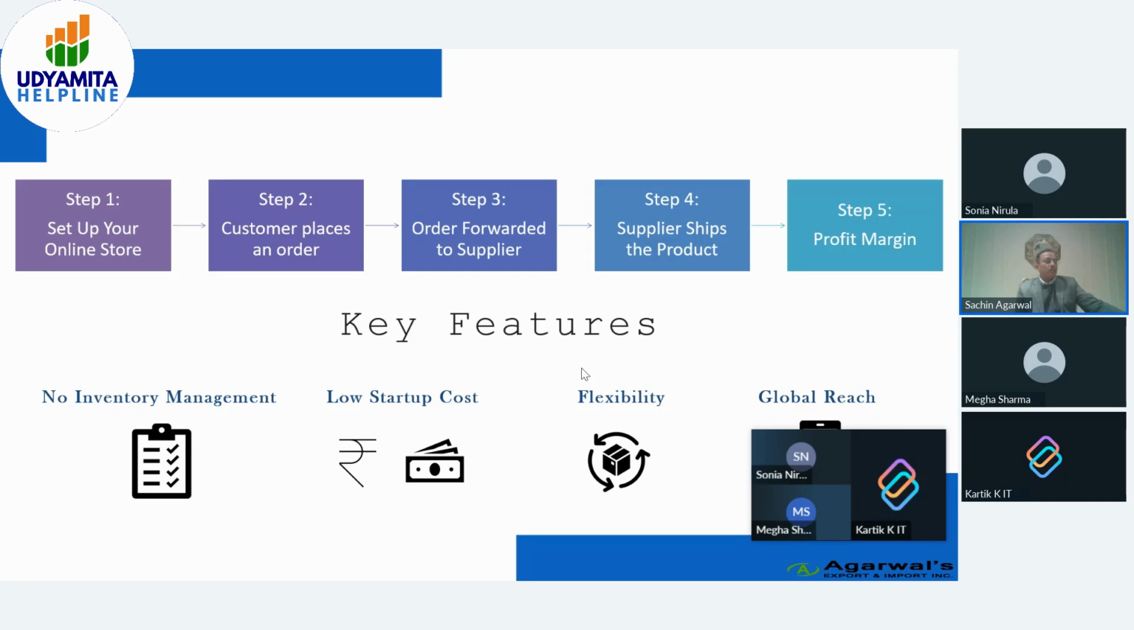Now, the main thing to consider is choosing the right suppliers. It's crucial to find reliable suppliers who can provide quality products, fulfill orders promptly, and maintain good communication. There are many websites like AliExpress, SaleHoo, and Oberlo that can help you connect with reputable suppliers.